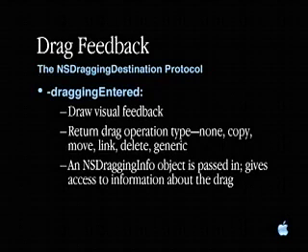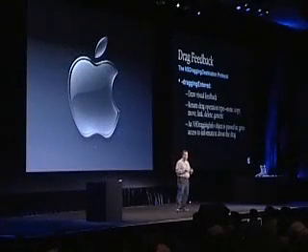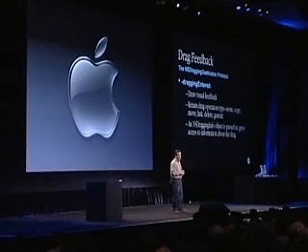The first one of these methods you have to worry about is dragging entered. When the user drags something into one of your program's views, Cocoa will send the view a dragging entered message. This is your opportunity to draw visual feedback, something like an insertion pointer if the view is displaying text. And your view should also determine what sort of drag operation this is going to be. Is copying being done? Is moving being done? Or if it's applicable, is nothing being done because it's not allowed right now?